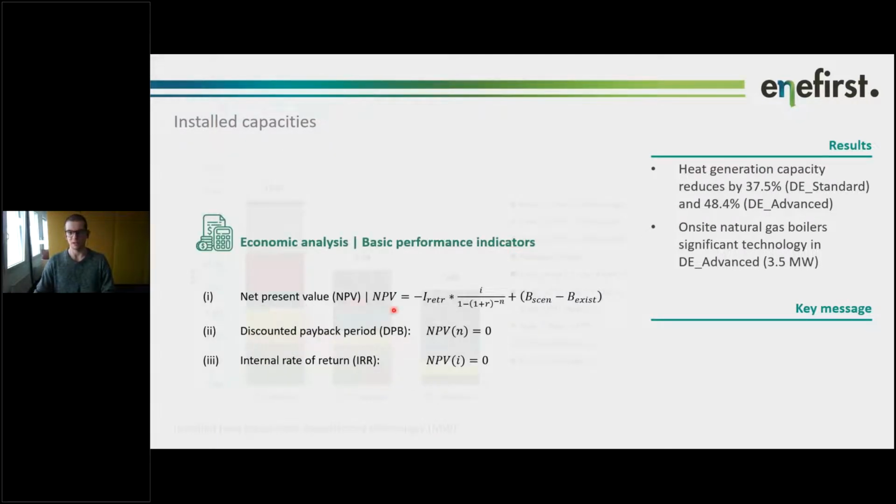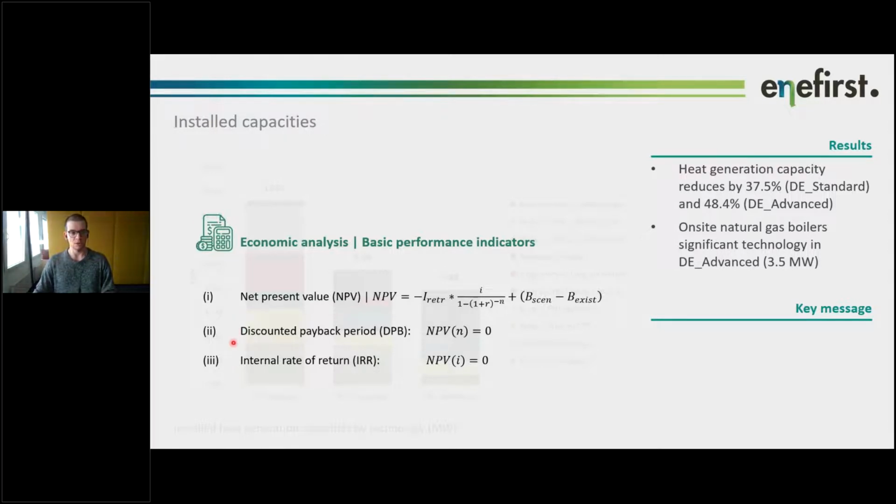Here, the net present value, which is a very basic indicator of investment appraisal. It compares the initial investment for the building retrofit. This right here is the capital recovery factor, also called the annuity factor, which is a function of the discount rate and the lifetime of the building components. And it compares this initial investment with the discounted reduced cost for energy supply. And in order to be cost effective, the net present value basically needs to be positive.